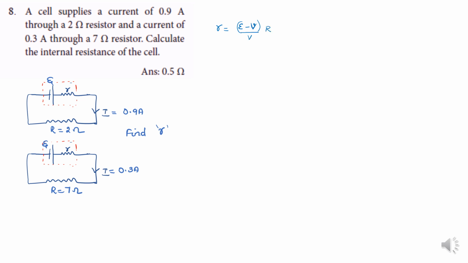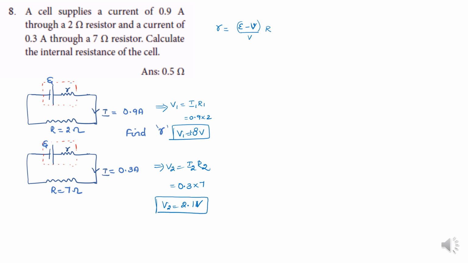For the first case, V1 is equal to I1 R1. So I1 is 0.9 into 2, V1 is equal to 1.8 volt. Similarly, V2 is equal to I2 R2. So I2 is 0.3 into R2 is 7. So V2 is 2.1 volt.